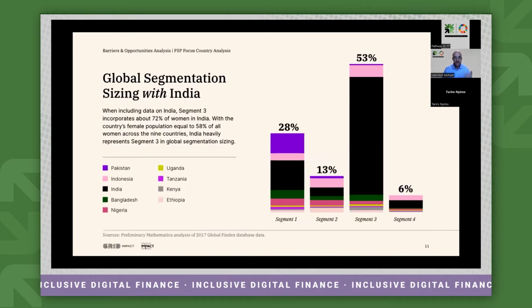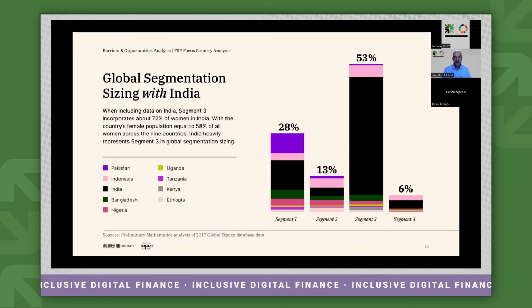Great. So we wanted to look at what the breakdown was across all markets. Mathematica did all this analysis based on the Gates focus countries. So you see the color coordination there. This is a global look at each country's breakdown by segment. You can see that India's population makes up a significant portion of the total population of the FSP focused markets. You can see that segment 3 in India is massive. This is due to the success of Aadhaar accounts in terms of just having access to Aadhaar accounts.